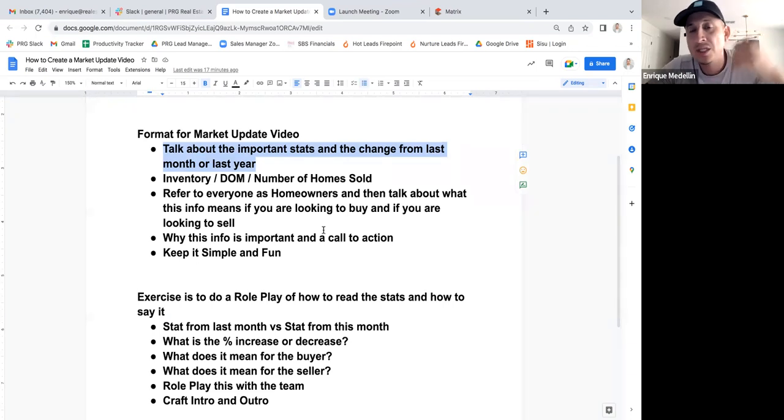So like, hey, there were this many homes last month. There are this many homes this month, right? Some of the key stats are inventory, days on market, number of homes sold. Some key things are just referring to everyone as a homeowner. Because when you're making a market update video, you don't want to discriminate against any of them, right? You want to talk about the facts.